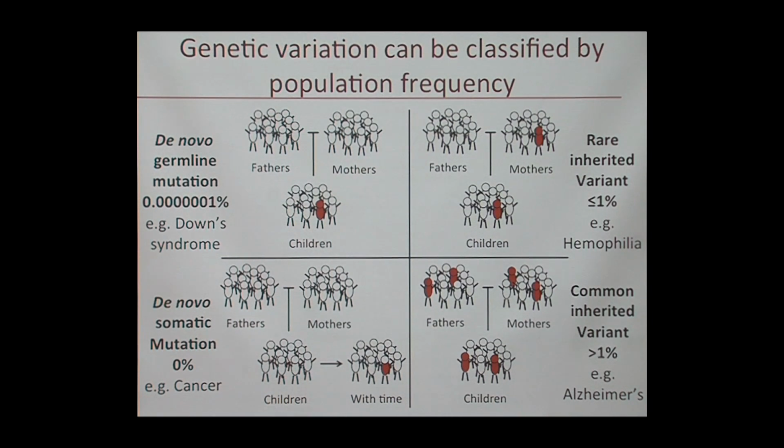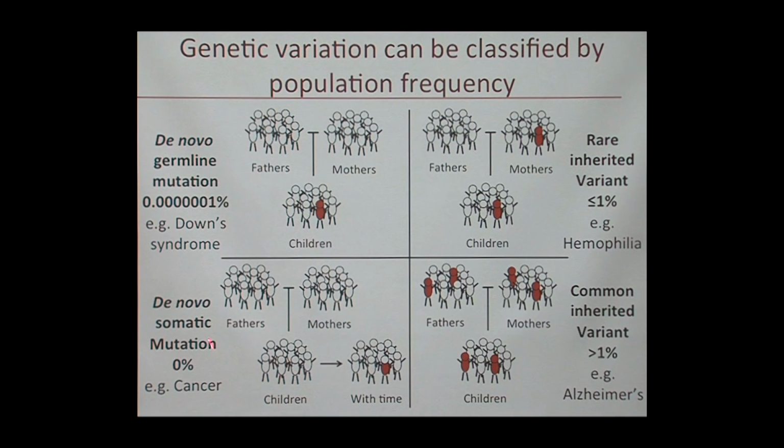And over here we have de novo mutations. These are not present in the fathers or in the mothers, and they arise new, de novo, in the child. An example of this would be Down syndrome, where we have a de novo mutation of an extra copy of chromosome 21. These are extremely rare.